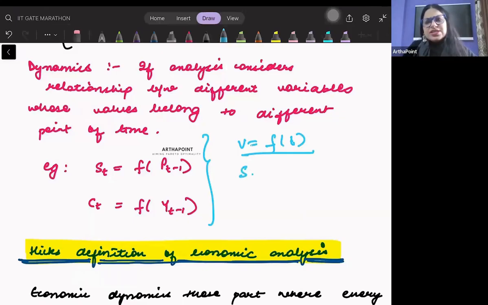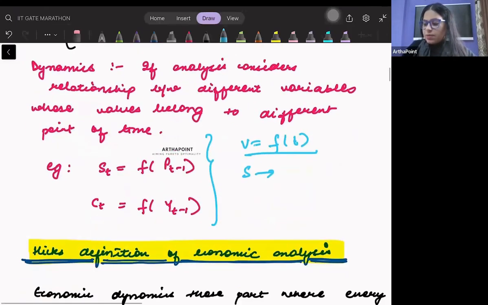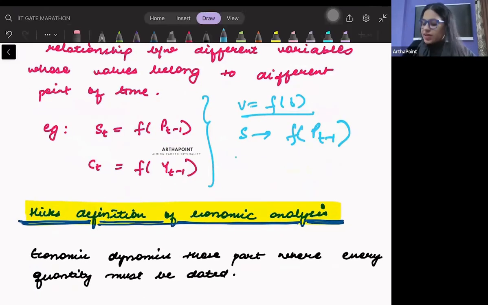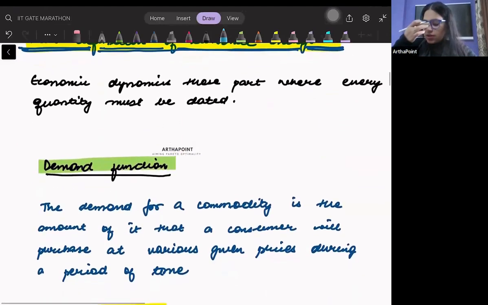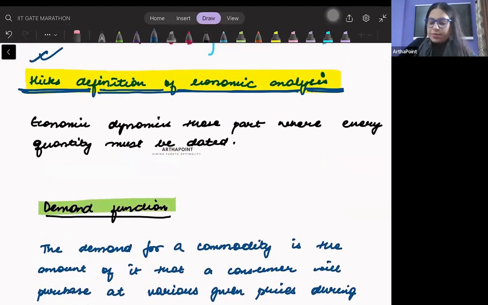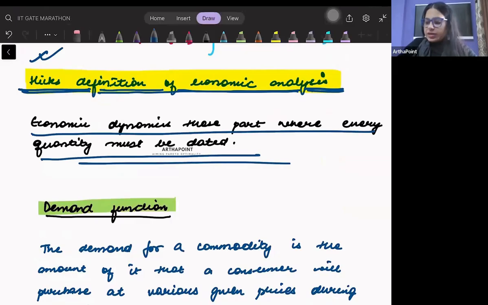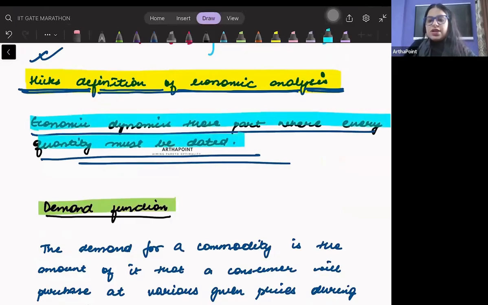जैसे if I tell you that supply depends on price, but it depends on previous year's price. Or I tell you demand depends on price, but it depends on current year price. So whenever I am linking the variable to prices, जब भी हम variable को price से link करते हैं, उसको हम dynamics बोलते हैं. We call that as dynamics. तो इस dynamics की ना बहुत लोगों ने अलग-अलग definitions दी हैं. जैसे for example, हिक्स ने बोला डायनामिक्स के लिए इकोनॉमिक डायनामिक्स those part where every quantity must be dated. So sometimes they may ask you some statements that who stated that economics dynamics is where everything is dated.